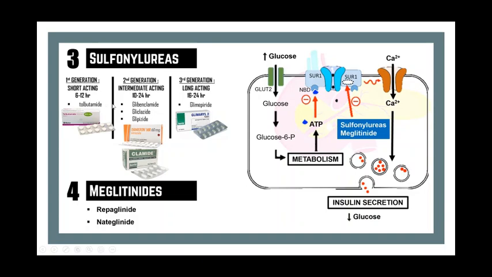The sulfonylureas and meglitinides share the same mechanism of action. These drugs bind to sulfonylurea 1 receptors, which causes closure of the ATP-sensitive potassium channel in pancreatic beta cells. Thus, it inhibits the efflux of potassium ions and results in depolarization. The depolarization opens a voltage-gated calcium channel and results in calcium influx and the release of preformed insulin.